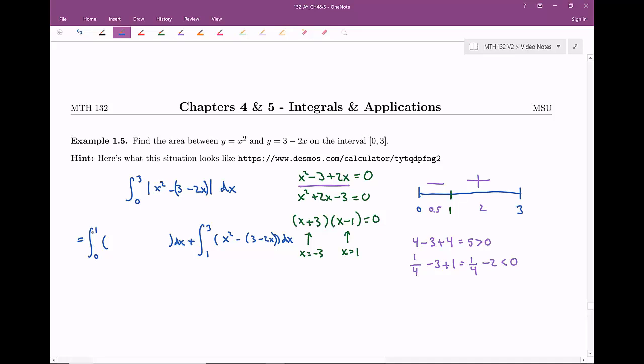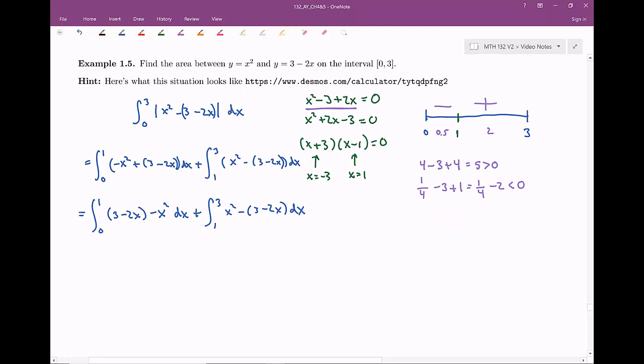Now on the interval from 0 to 1 though, we're plugging in a negative value. So the absolute value is going to take that negative value and say, hold on, let me throw in my own negative value, a second negative value, so that the negative of a negative is positive. So this is going to give me negative x squared plus 3 minus 2x. And so let me rewrite this one more time here. So I'm going to switch the order. So this is going to be the integral from 0 to 1 of 3 minus 2x minus x squared dx plus the integral from 1 to 3 of x squared minus 3 minus 2x dx. And then I'll start evaluating, but I want to show you on the graph what we've done here.